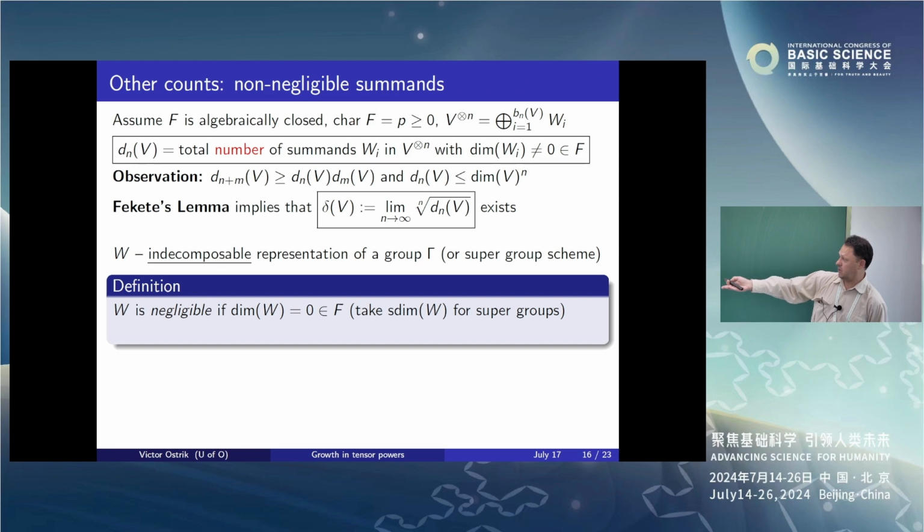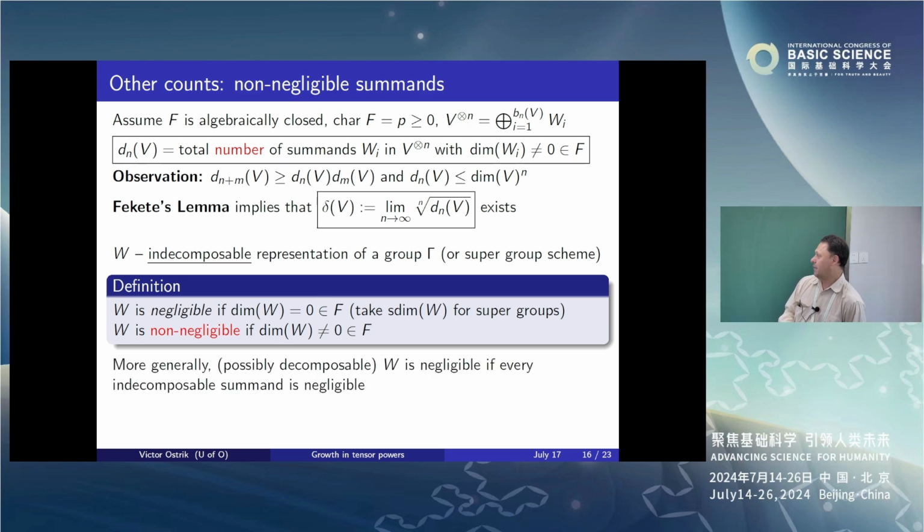In characteristic 0, if you deal with supergroups, then you should take the superdimension at this place. And the superdimension very well might be 0. And things of superdimension 0 are negligible from my point of view. Okay, and non-negligible if it is not negligible.